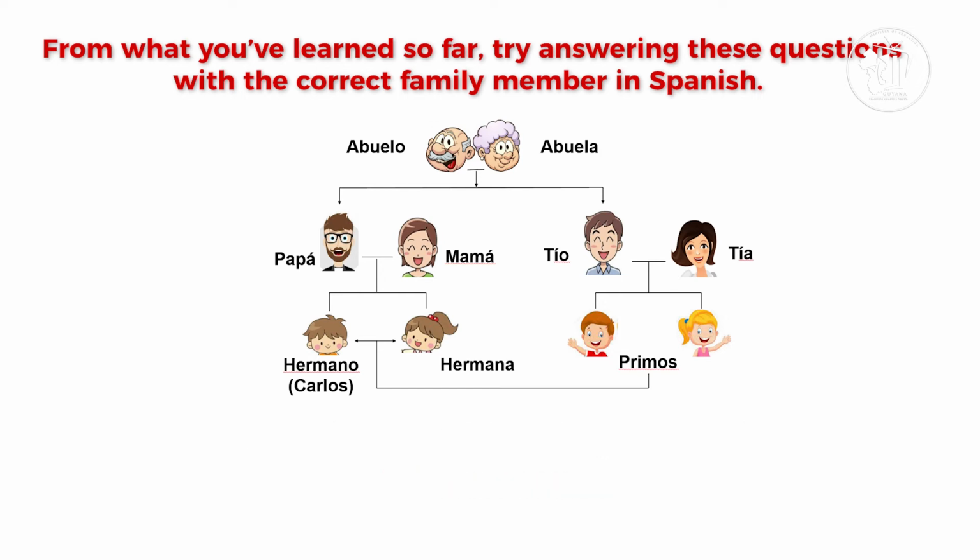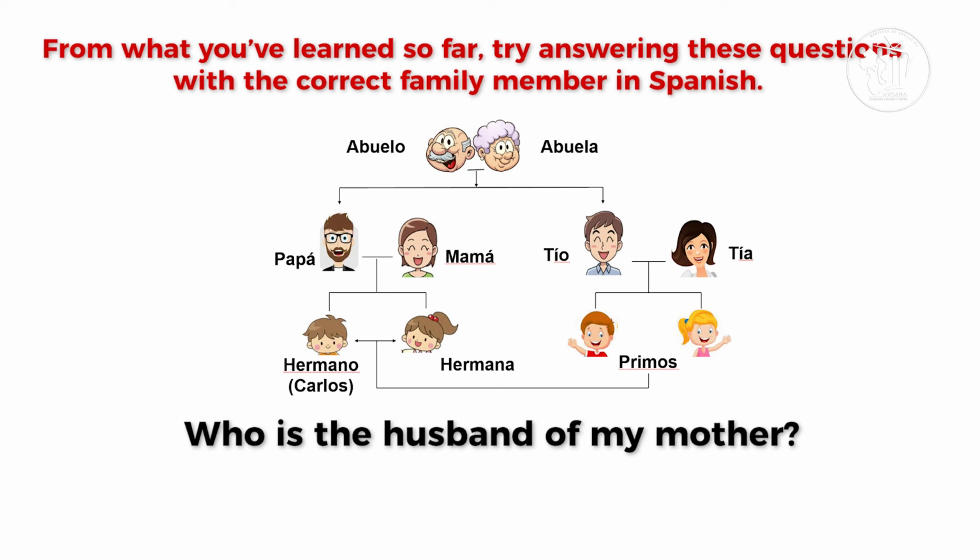Great. Pregunta número 3. Who is the husband of my mother? Is it tío? No, no, no. Is it abuelo? No. Mi papá. My dad is the husband of my mother. Mi papá. You got all three? Los tres? I know you did. Muy, muy bien. Now, let me ask you this.